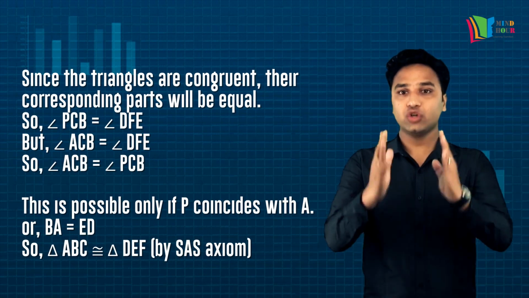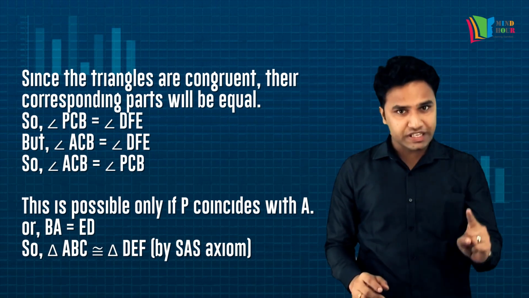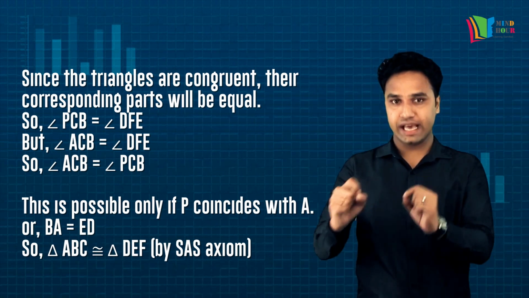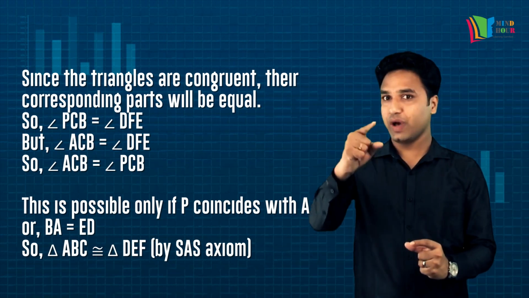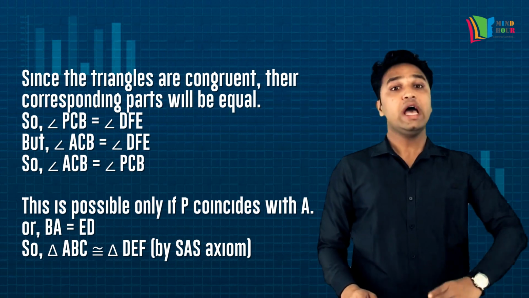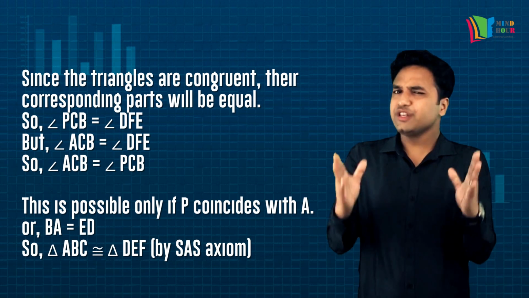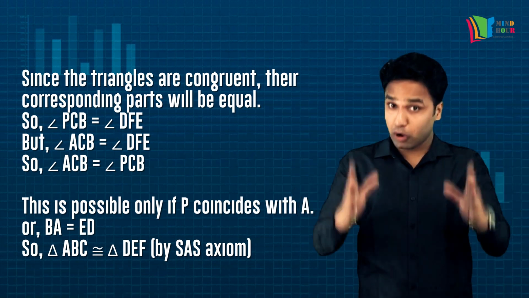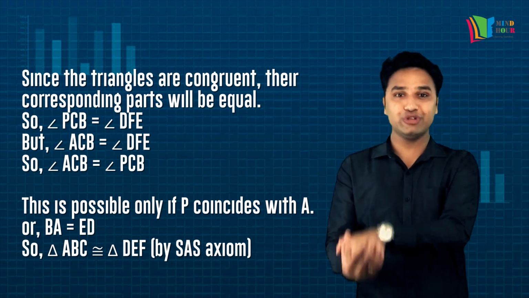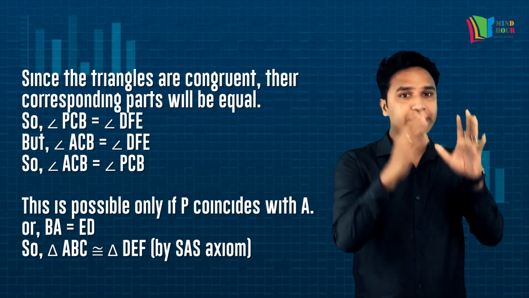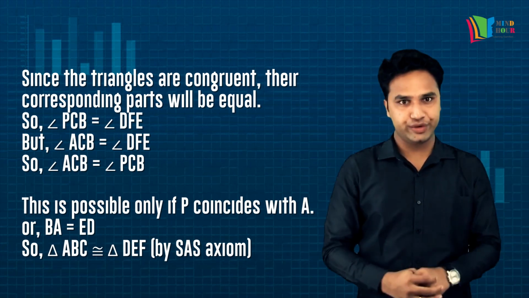Since the triangles are congruent, their corresponding parts will be equal. So, angle PCB is equal to angle DFE. But we are given that angle ACB is equal to angle DFE. So, angle ACB is equal to angle PCB. Is this possible? This is possible only if P coincides with A or BA is equal to DE. So, triangle ABC is congruent to triangle DEF by SAS axiom.